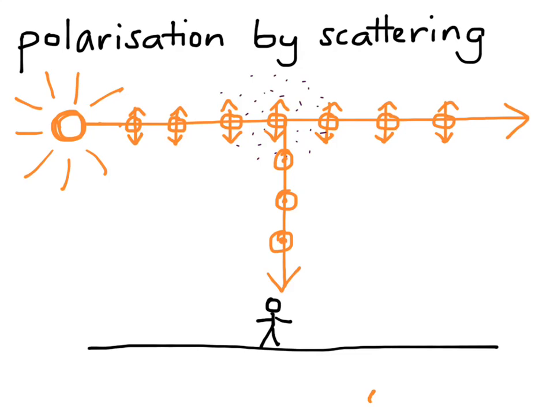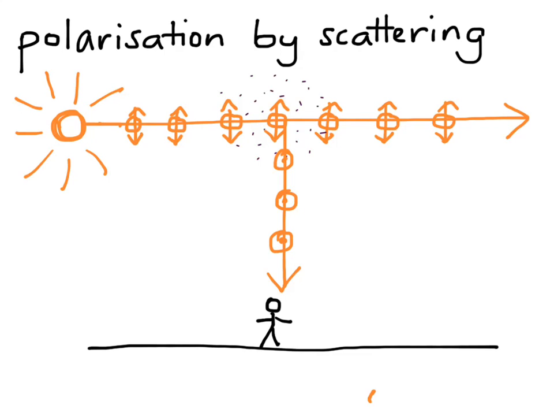Now, the bit that is oscillating in and out of the screen here, again represented by the circle, can come down towards you because that's still at 90 degrees to the direction of travel. But the bit that's oscillating up and down here and here can't come towards you because that would be in the same direction as the direction of travel, and it doesn't happen like that. So scattered light is polarised.